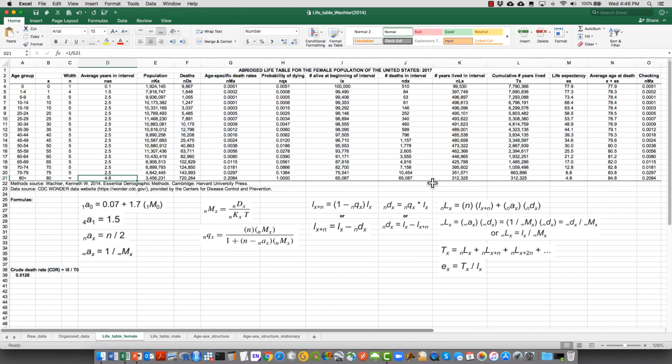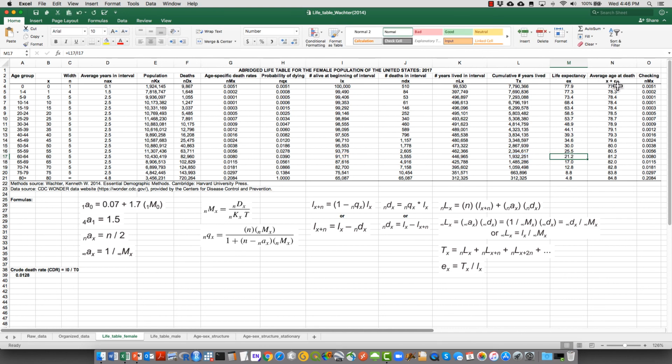So with that, we calculate the big LXN column, implementing this formula, and the T, we just cumulate, we just sum all these ones, for this one, for example, all these ones, for this one, all that. So that's the formula here. Life expectancy is the Tx divided by the little lx. That's the life expectancy, so we do the same for all of them.